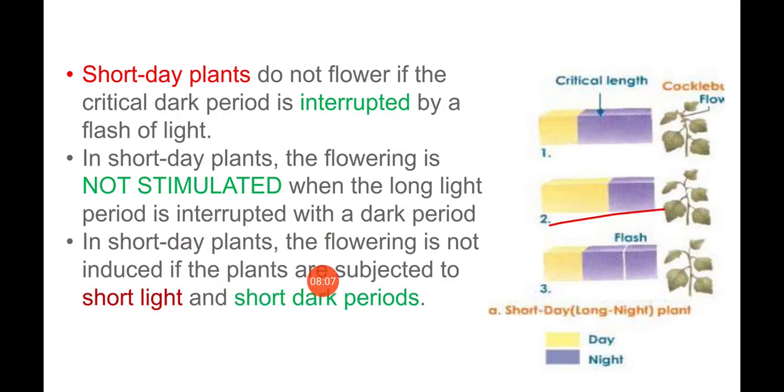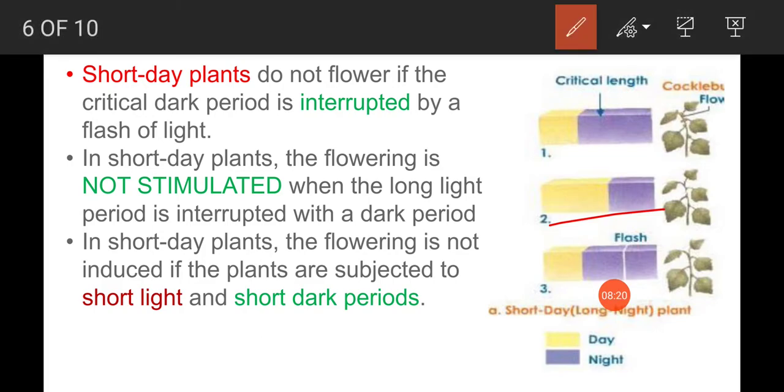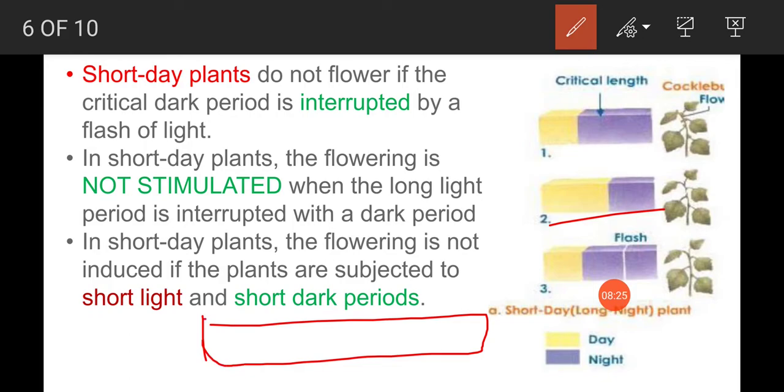Next situation, that is, in short day plants the flowering is not induced if the plants are subjected to short light and short dark periods. Are you understand? Short light and short dark periods. When these plants are given simultaneously or alternatively, this is short light, then short dark periods, next short light, short dark periods, like this. Dark periods and light periods are given, then also these plants will not produce flowers.